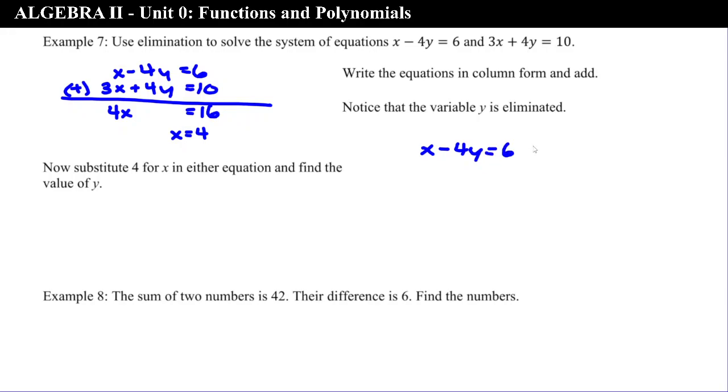So we're going to plug in 4 for x, and then solve for y. So we subtract 4 from each side, and then we divide by negative 4, and that gives us y equals negative 1/2. And then you're going to write down your solution as (4, negative 1/2), an ordered pair.